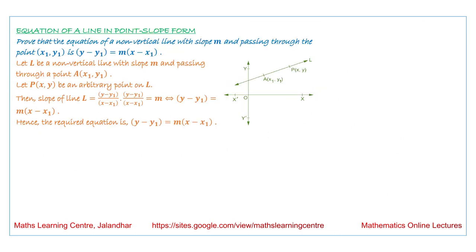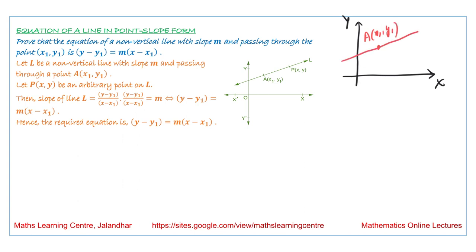Next is the equation of a line in point slope form. Point slope form means that, so these are the x axis and the y axis, it is given that there is a line which passes through some point, this is the point A, the coordinates of this point are x1, y1.